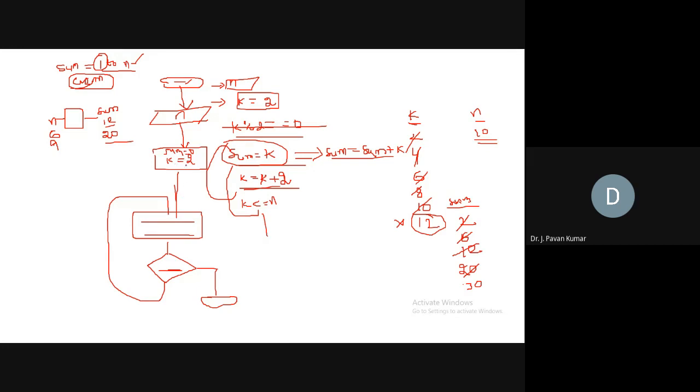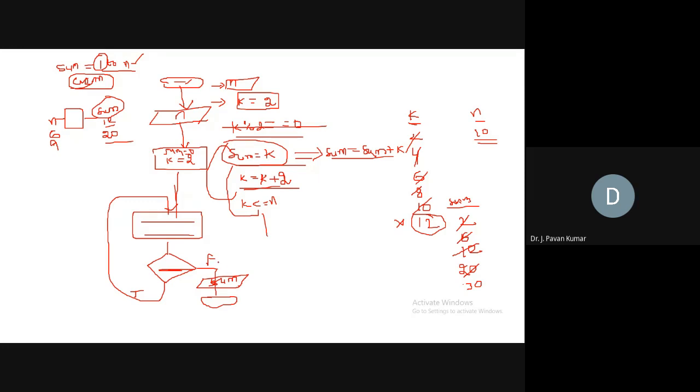Now sum is equal to 0, k value is 2, and sum value we are incrementing as sum plus k. Then k value becomes k plus 2. After this, we will be checking this condition. What's the condition? k less than or equal to n or not. If it is true, we will be repeating. We'll go here. If it is false, then we will stop. That's it. And one more thing, before ending, we have to display the sum, right? For that sum only, we are doing all these things. So how we can display? By using parallelogram. Here we will display sum. That's it.